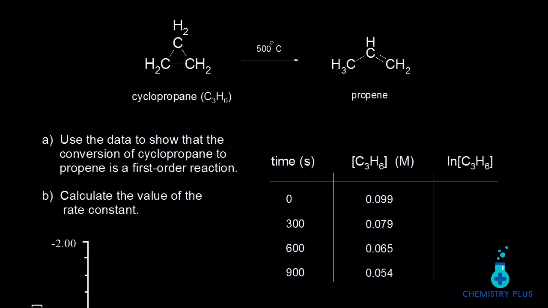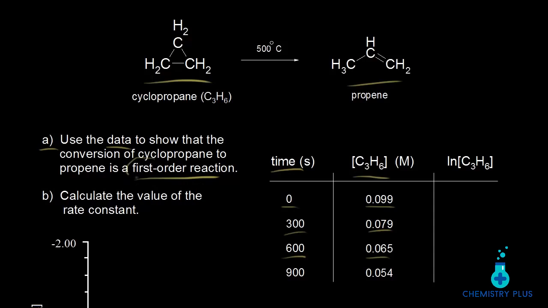Let's see how to plot data for a first-order reaction. So the conversion of cyclopropane into propene is a first-order reaction. And in part A, they want us to use the experimental data to show that it's first order. So we look at the data over here, and we can see as time increases, the concentration of cyclopropane decreases, which makes sense because cyclopropane is turning into propene.